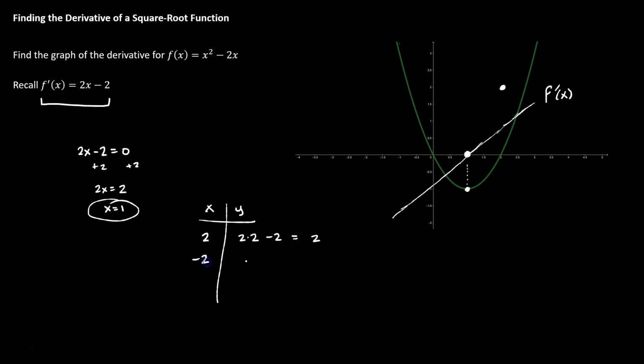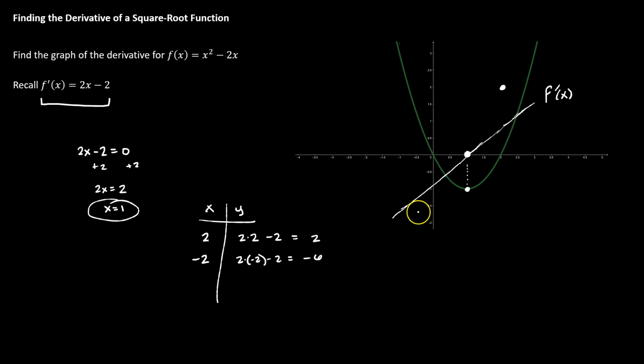If I plug in negative values, I get out negative values. So at negative 2, I would be way down here. So we could generate a few points, find the x-intercepts, and graph our function that way.